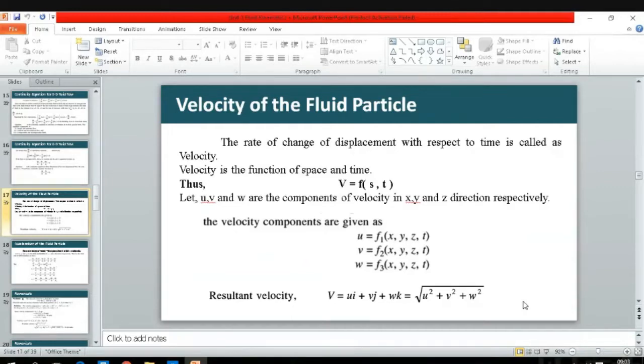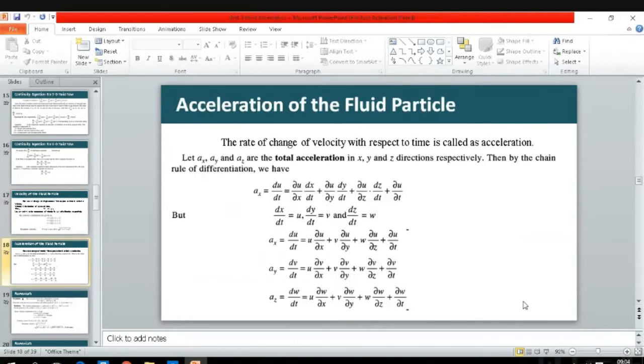Okay. After that, we had seen the two important properties, that is velocity and acceleration. So velocity is nothing but the rate of change of displacement with respect to time, and velocity is a function of space and time. Therefore, if u, v and w are the components, they are functions of x, y, z, and t. Okay. After that, we had seen the acceleration. So acceleration is nothing but the rate of change of velocity with respect to time. Okay. So if ax, ay, and az are the total acceleration in x, y, and z direction, then ax equals u del u by del x plus v del u by del y plus w del u by del z plus del u by del t. Okay. This we had derived in our last lecture.